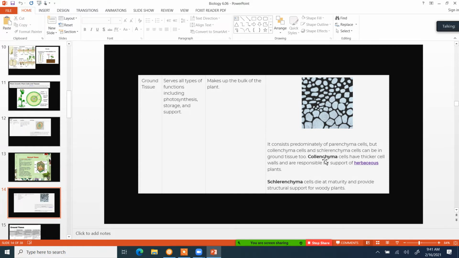Collenchyma cells have thicker cell walls and are responsible for support of herbaceous plants. Keep that in mind, herbaceous plants. Second, sclerenchyma cells die at maturity and provide structural support for woody plants. So both of them are strong cells that help a plant to stand up. But what is the difference? What does it mean that these are for herbaceous plants and these are for woody plants?